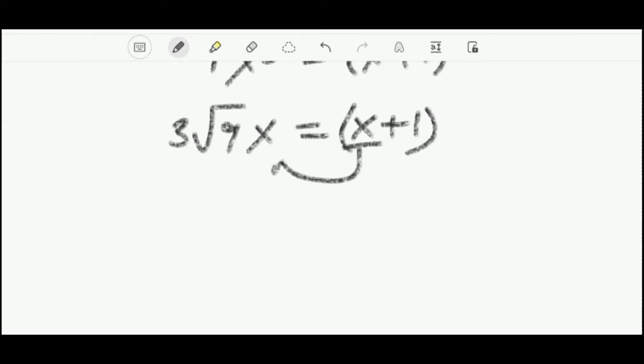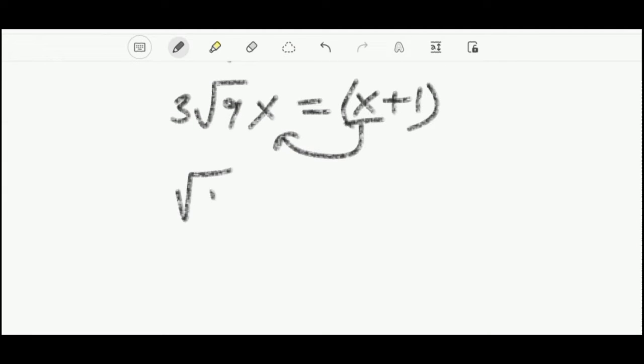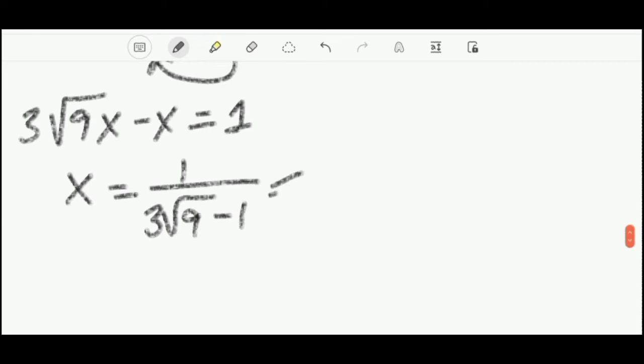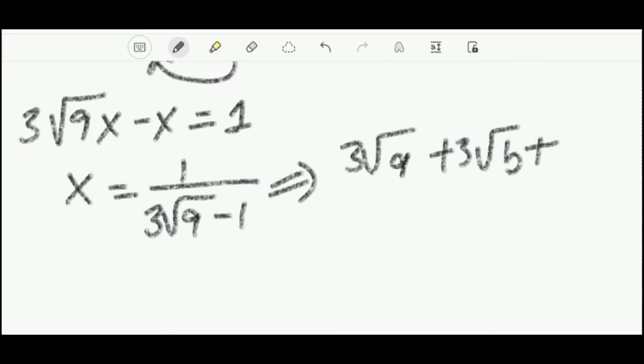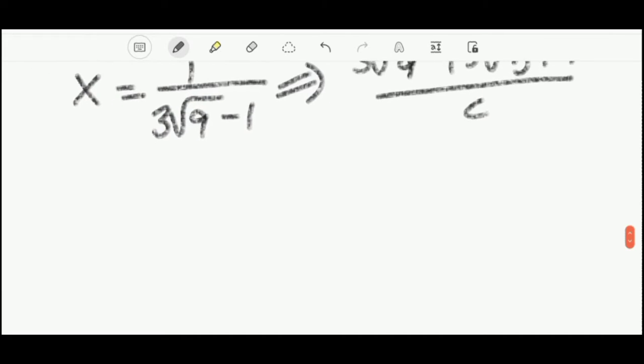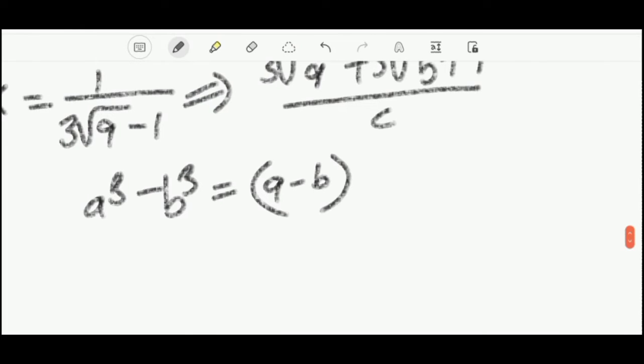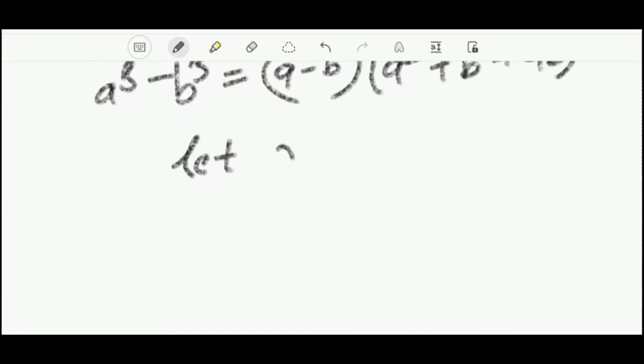And after taking this x to the left hand side, we can say cube root of 9 times x minus x equals 1. Now we can evaluate the value of x, which is 1 upon cube root of 9 minus 1. And we know that this is in the form of cube root of a plus cube root of b plus 1, divided by c. For this, we have to use another algebraic formula, which is a cube minus b cube equals a minus b multiplied by a squared plus b squared plus ab. So let a be cube root of 9 and b equal to 1.